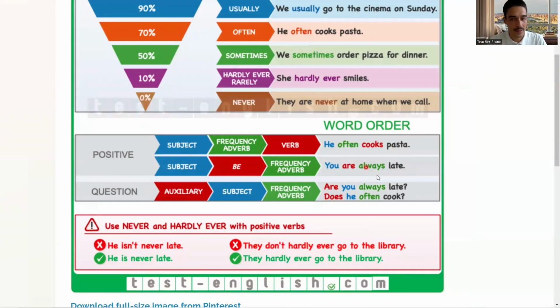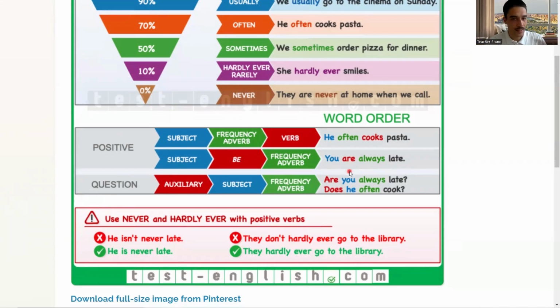You are always late for dinner. You are, this is a little different because that's the special verb to be. And the verb to be is not separable. So you are, he is, she is, always, never, sometimes. We do not separate the verb to be. And this is the word order for adverbs of frequency.